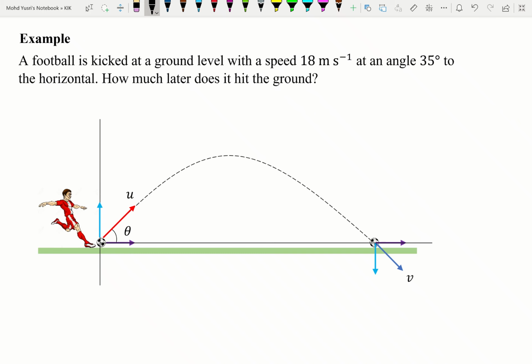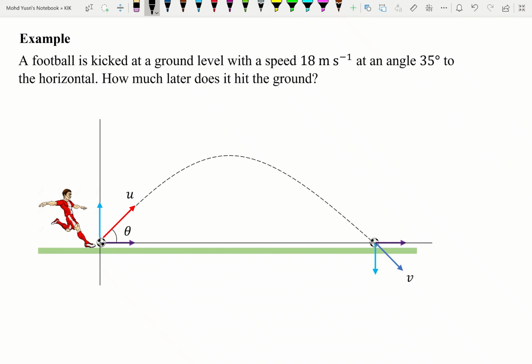In this example, a football is kicked at ground level with a speed of 18 meters per second at an angle of 35 degrees to the horizontal. How much later does it hit the ground? The question wants us to find the time of flight of the ball, or in other words, the time taken for the ball to hit the ground.